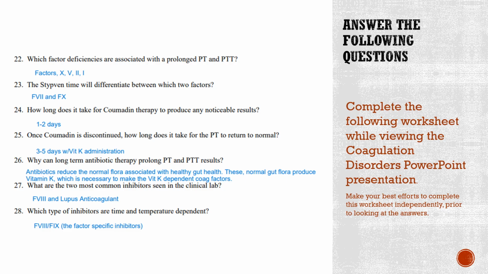Well, as you remember, antibiotics can reduce the normal flora associated with a healthy gut. These normal gut flora produce vitamin K, and this is necessary to make vitamin K dependent factors. The reason why the PT and the PTT results are both prolonged is because we have vitamin K dependent factors in both the intrinsic and the extrinsic pathway.